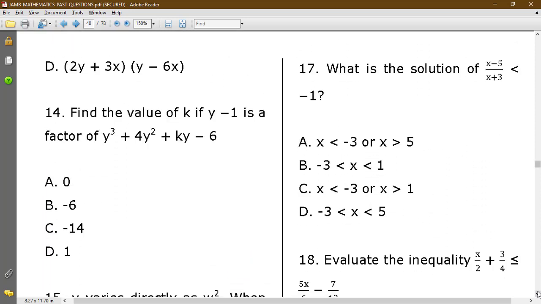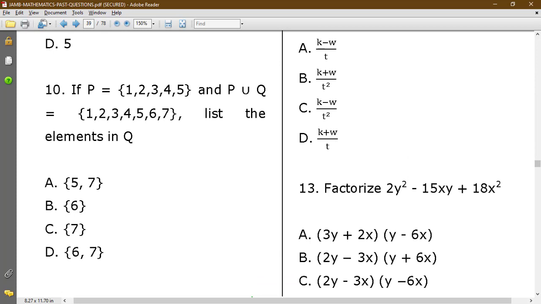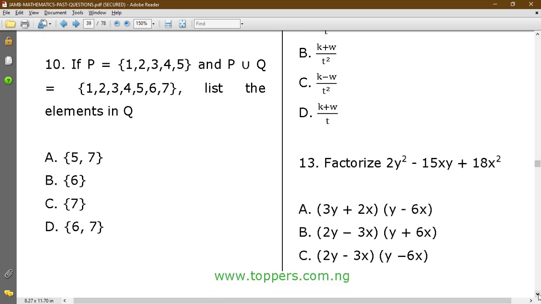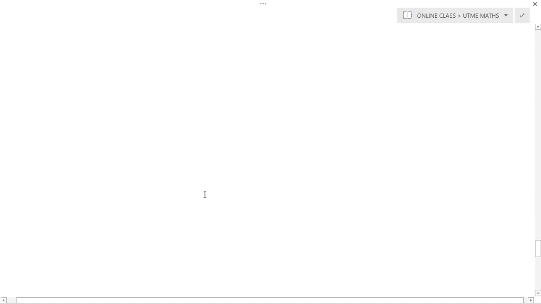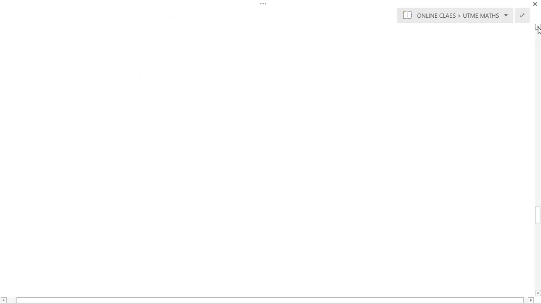So let's be looking at number 13 to see what we have there and start solving it. So we have B as the answer to number 12. So we are going for number 13 now. Number 13 is the next solution.